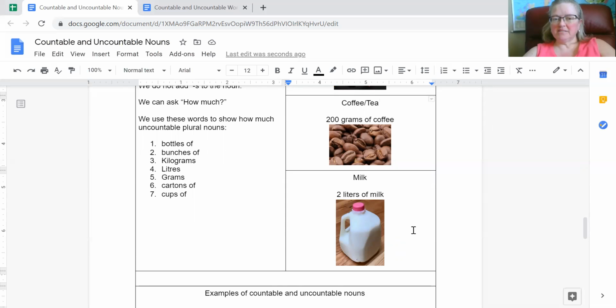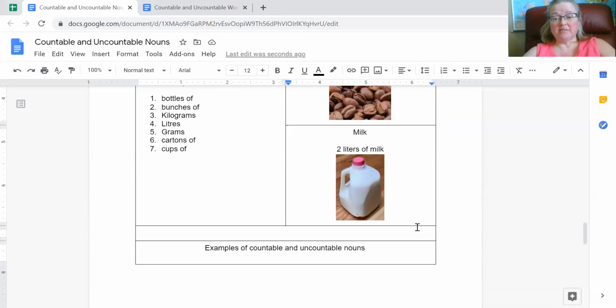Any questions? Does anybody have other examples that they can use? I think I heard someone say petrol or gas. You're right. That is another example of an uncountable noun. It's not a food item, but that's okay. Good job. Great thinking.